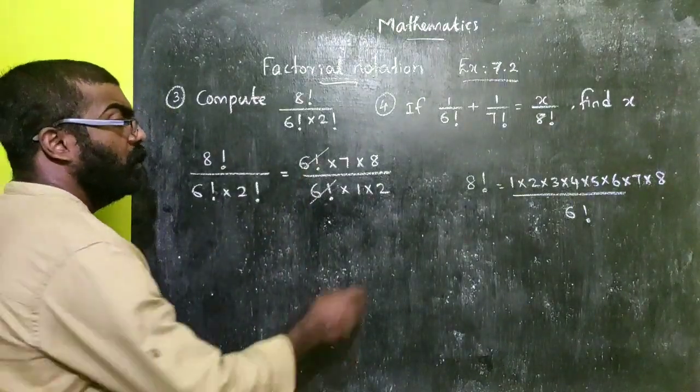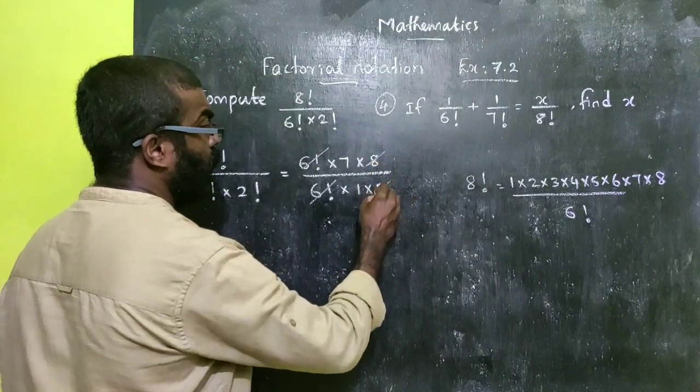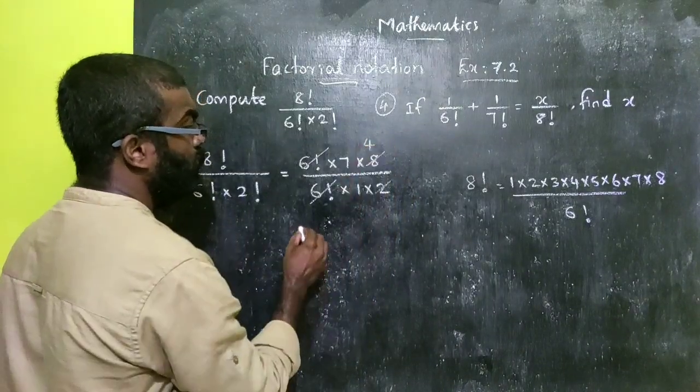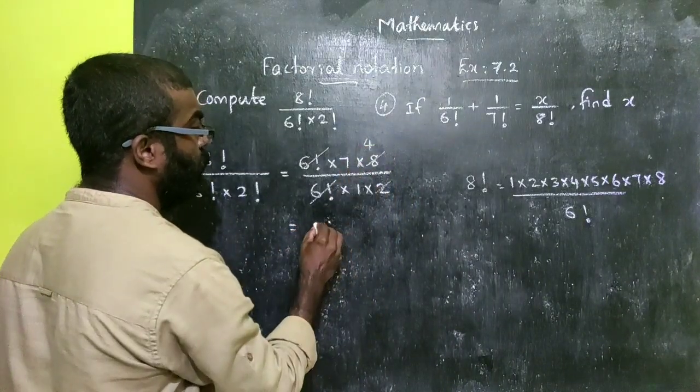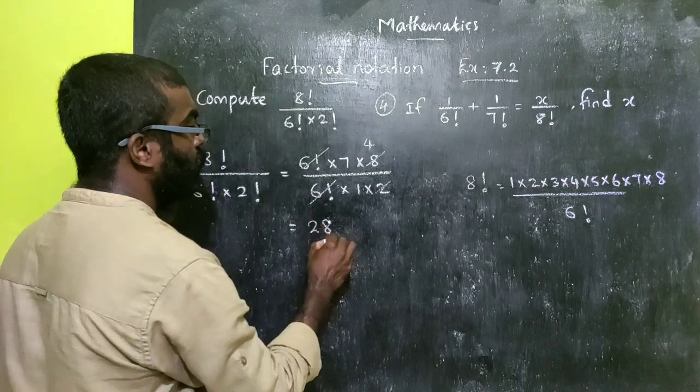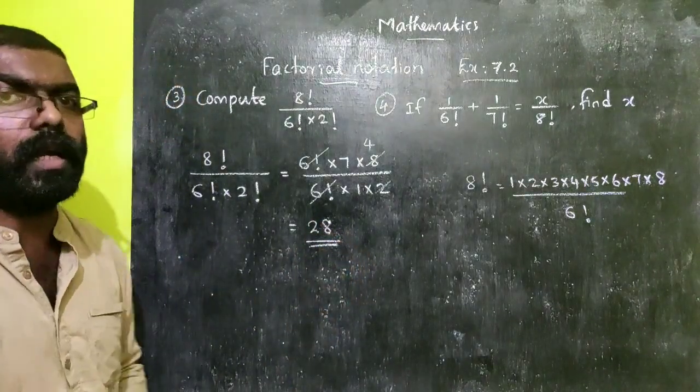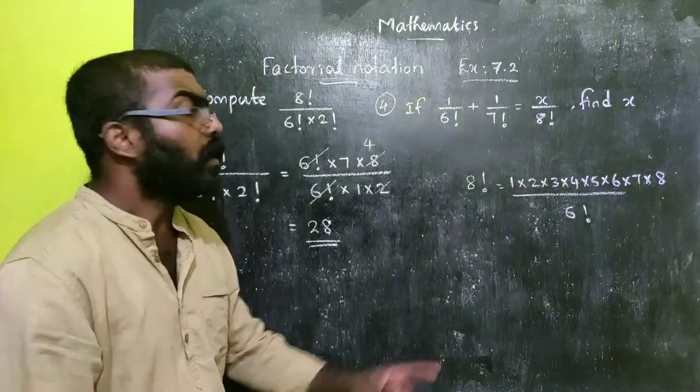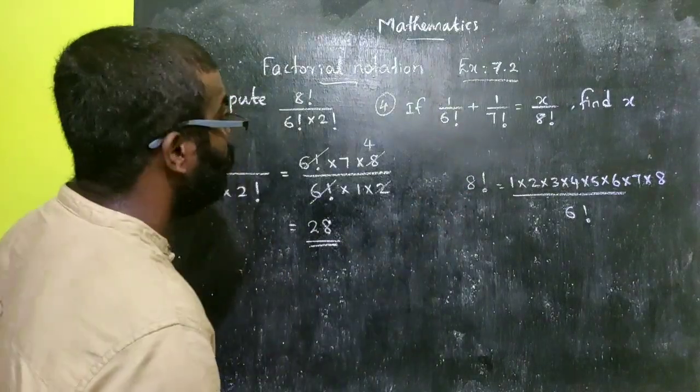Okay. Now this 8 and 2 we can cancel. Here it is 4. So 7 into 4. 7 into 4 is what? 28. So our answer is 28. Okay. Now consider the fourth one. It's one of the important questions.